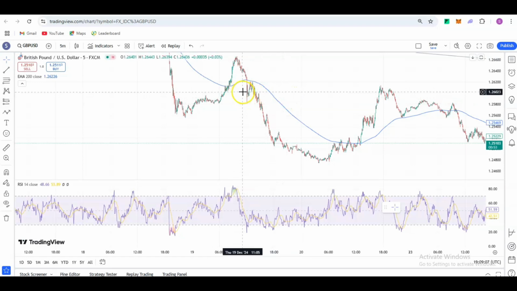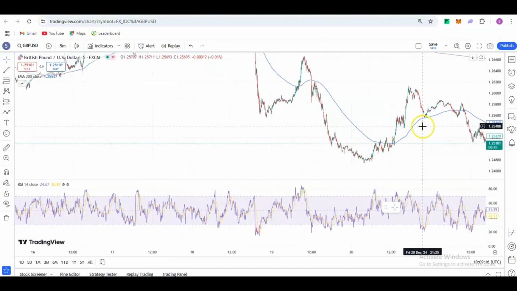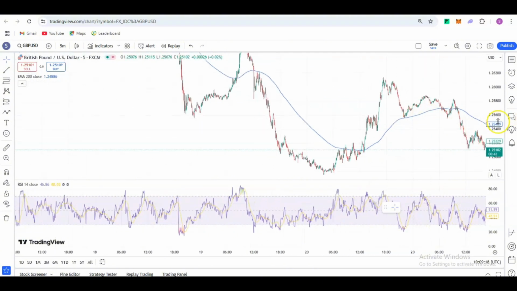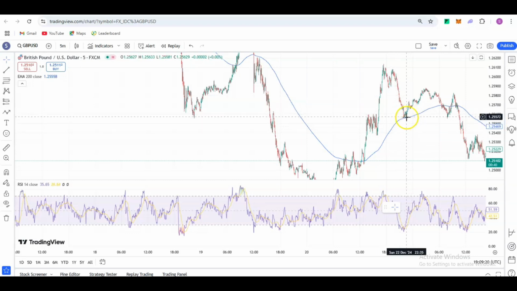So look at what happened here. Look at this region here. We have the moving average serving as resistance, preventing this candle from going back up, and look at what happened next. This is also the moving average serving as a support, preventing this from coming further down, and look at what happened.